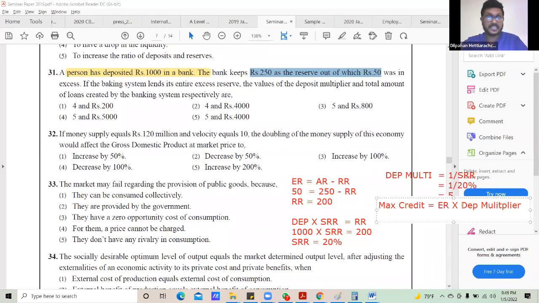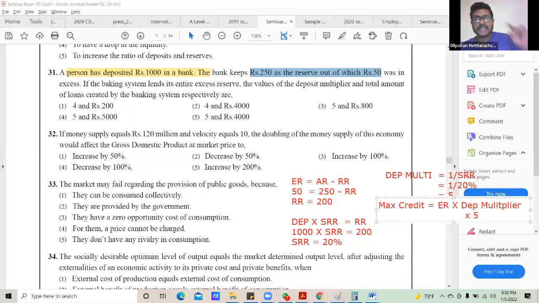So the question asks about the maximum credits that this banking system can create. So excess reserves, how much? How much we can put? Is it 50? No. Deposit multiplier, obviously that is 5. How much is excess reserve? Then this new guy deposited 1,000. Out of that 1,000, how much does the bank need to keep with them? 250? No. Whole 1,000? No. How much?